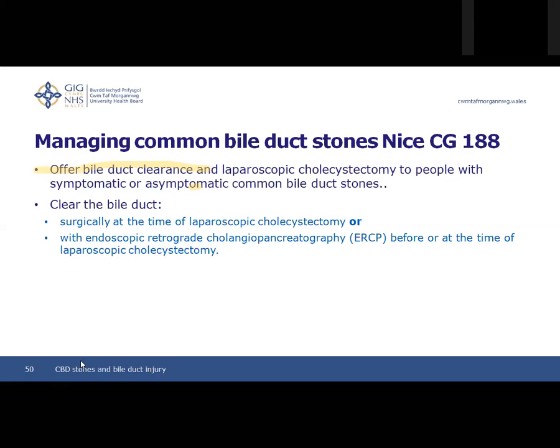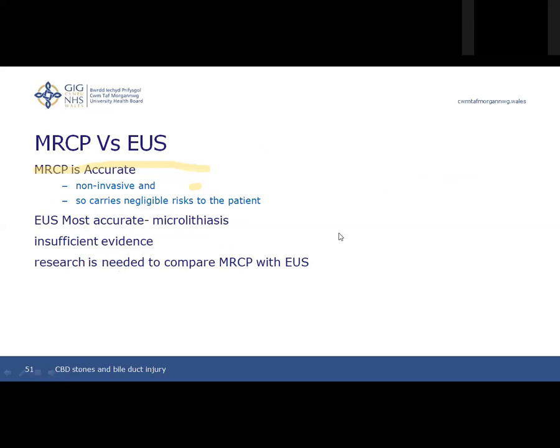Next slide is, so what is the advantage of MRCP versus endoscopic ultrasound in terms of gallstones? MRCP is always accurate compared to EUS. Both have almost equal sensitivity, and EUS takes a slight edge over the MRCP. There's no strong evidence to say that EUS is superior to MRCP in terms of common bile duct stones. But still the EUS is considered the best investigation to pick up microlithiasis.